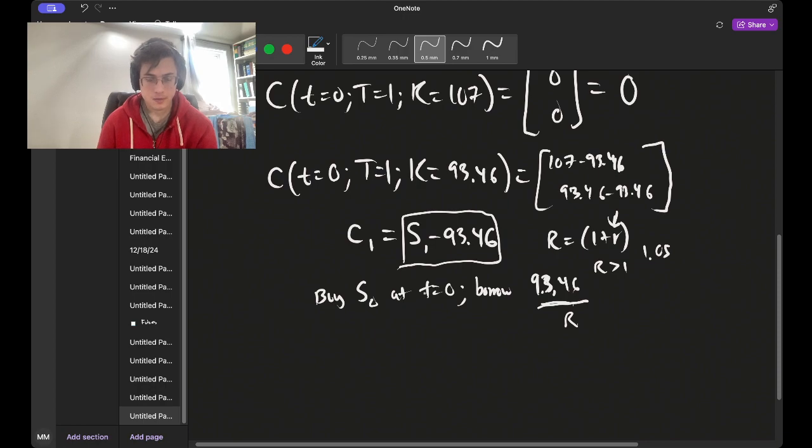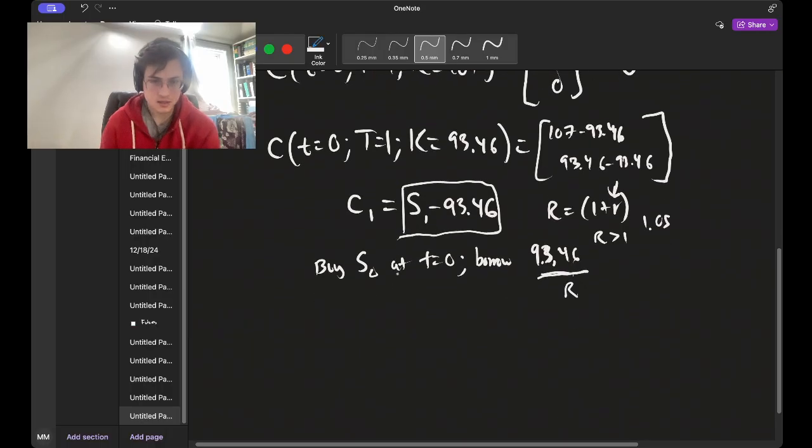So you bought some of the stock, you borrowed some money, and then at time equals 1, the things that you did at t equals 0 sort of transform, and now you can sell the stock at S1, and you have to give back 93.46. So this is exactly the price of entering into this. So the price of entering into this call should be S0, like I said, minus 93.46 divided by R. So hopefully that makes sense.